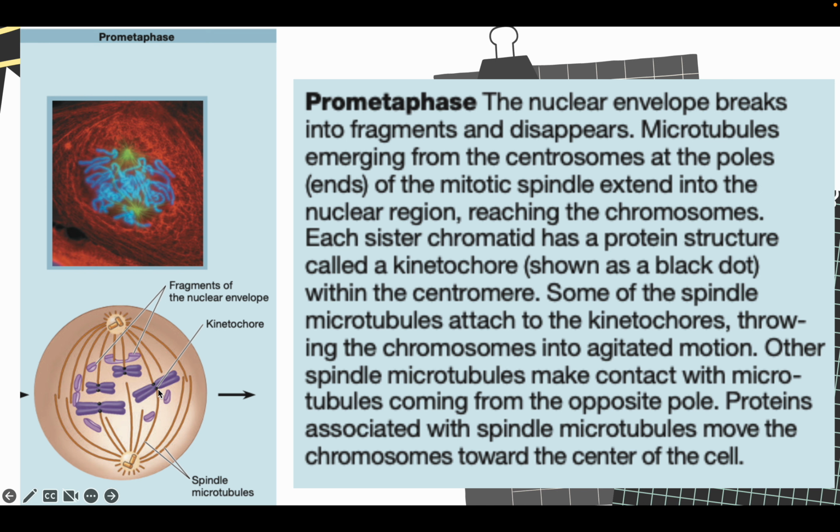Some of these microtubules grab onto these kinetochores, making the chromosomes move around a lot. Other microtubules from the opposite ends of the cell also connect. Special proteins help in pulling the chromosomes toward the middle of the cell. So in this stage, the goal is to line up the chromosomes towards the center of the cell. So, it is not yet at the center. Going to the center.